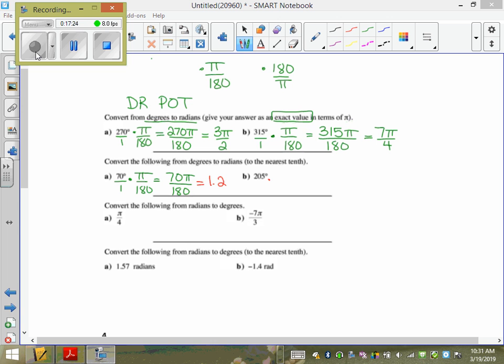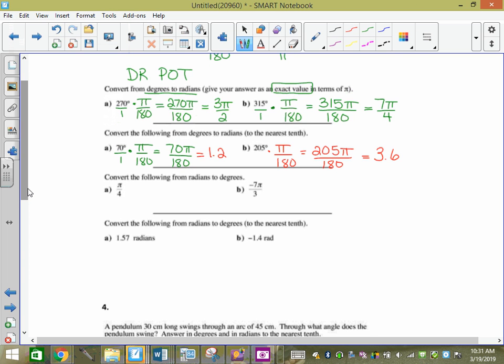So we're going to multiply by pi over 180. We're going to type in 205 pi divided by 180. And what do we get to the nearest tenth? Okay, so that was degrees to radians. Now we're converting from radians to degrees.